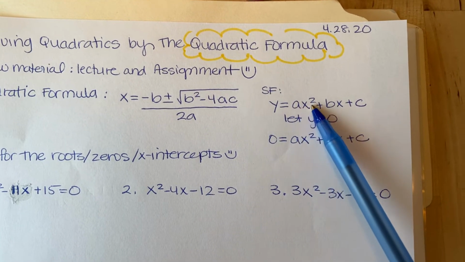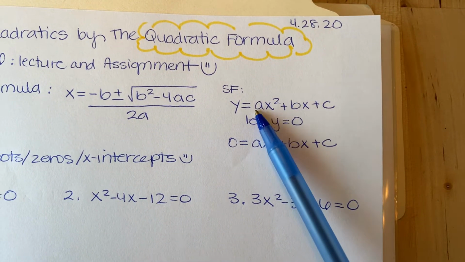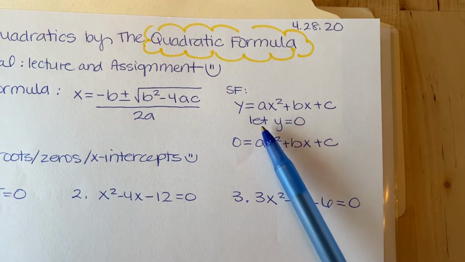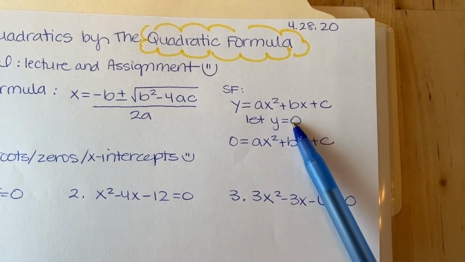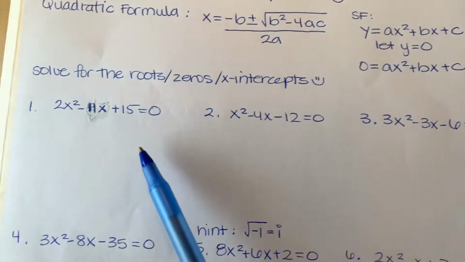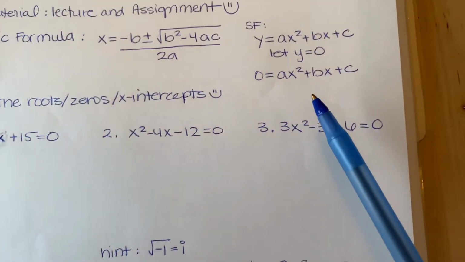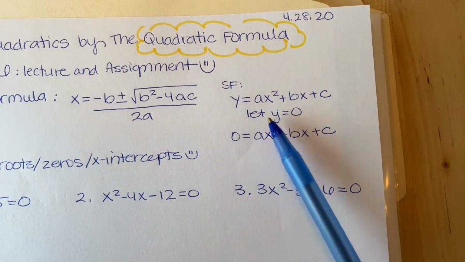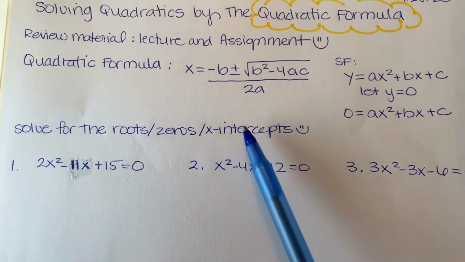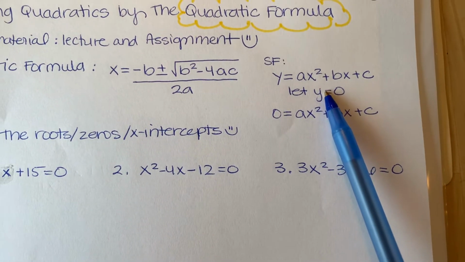y is equal to ax squared plus bx plus c. Remember, your a coefficient is the coefficient of x squared, your b value is the coefficient of x, and your c is your constant. And all we're doing is allowing y to equal 0. By letting y equal 0, that is why we are able to solve for the roots, the x-intercepts. Remember, in order to find the x-intercept, you let y equal 0.